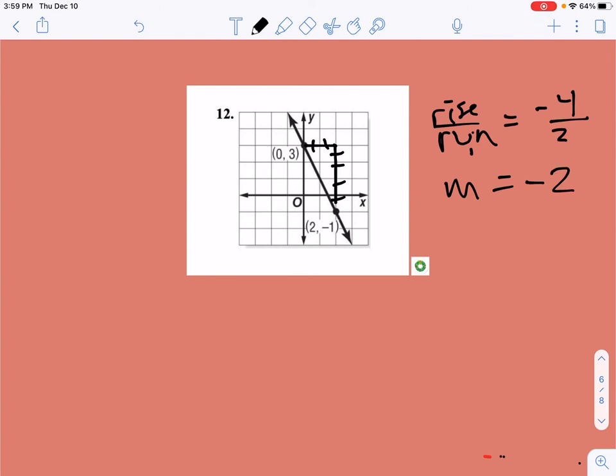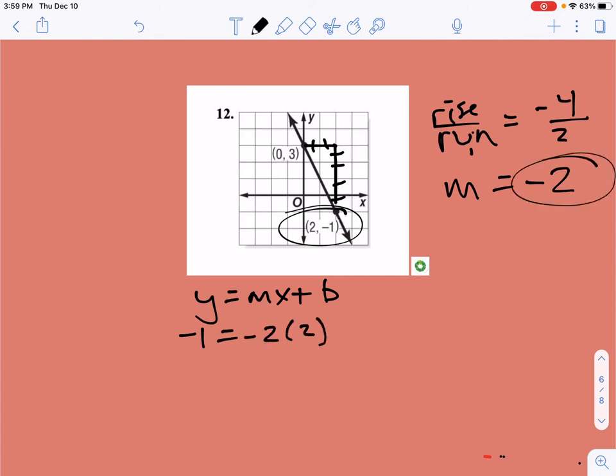Let's grab this point, and let's put it in our y equals mx plus b. You should start seeing a pattern here of what we're doing. Got negative 1 is equal to negative 2 times 2. So I got negative 2 over here because that's my slope, and I got the 2 from here. That's m and x, right? And then plus b. So negative 1 equals negative 4 plus b. If I add 4 to both sides, that gives me positive 3 is equal to b.